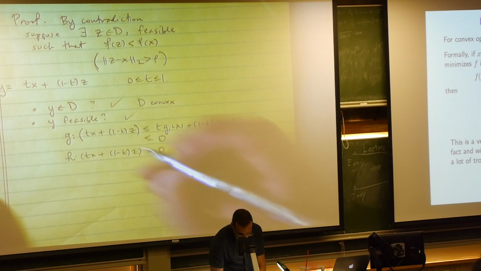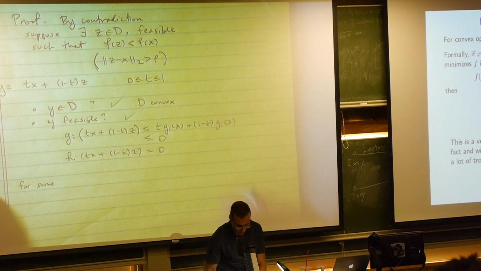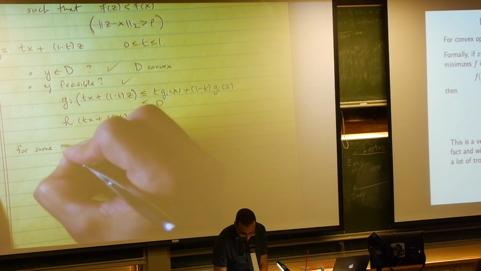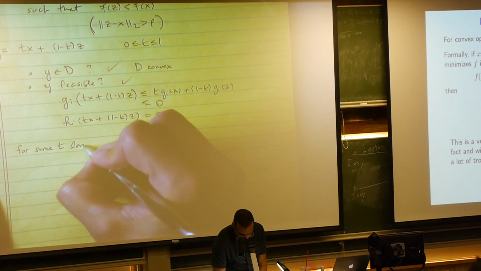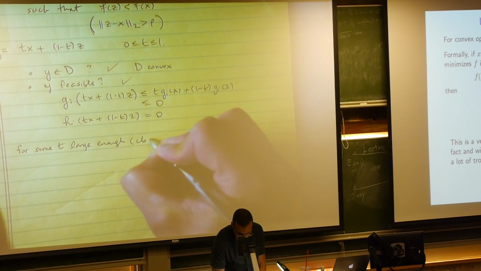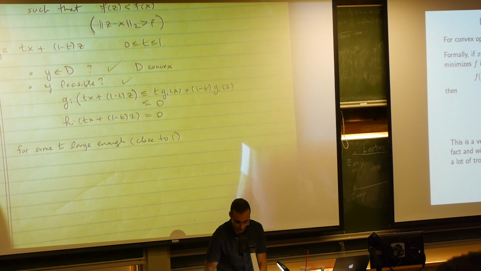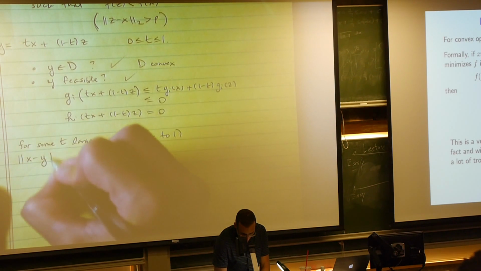I'm going to say that for some t, this is the part I'll make a bit hand wavy, but you can check this, for some t, and t has to be large enough, so close to 1, it's not hard to check, I actually have y being within rho of x.